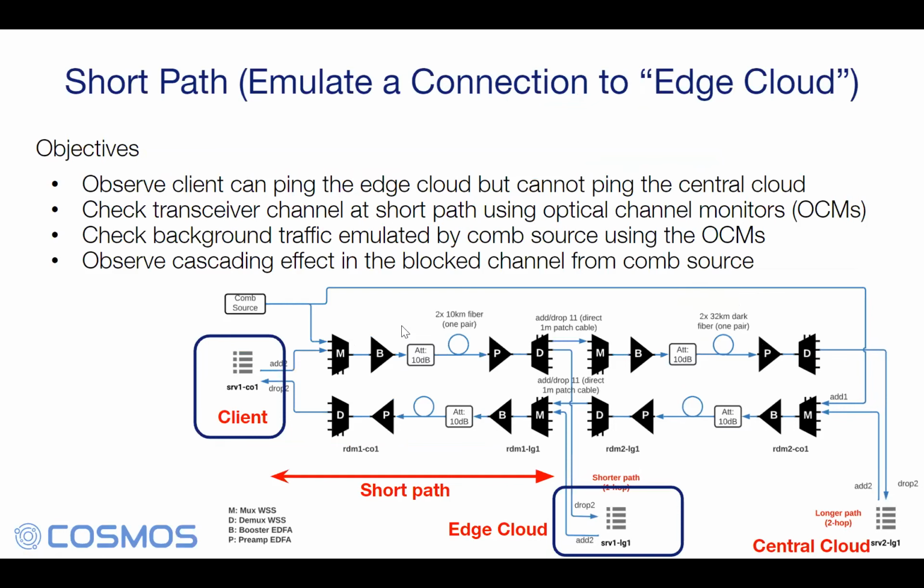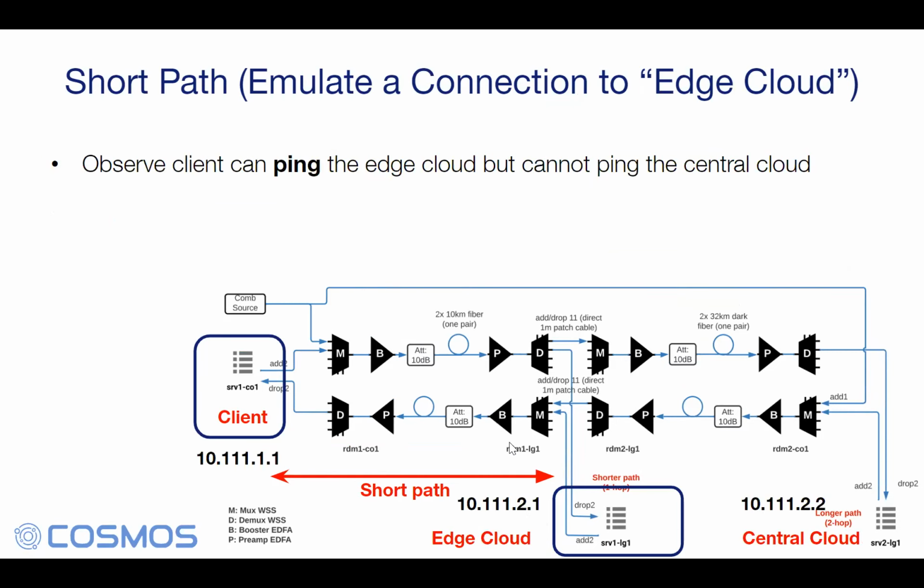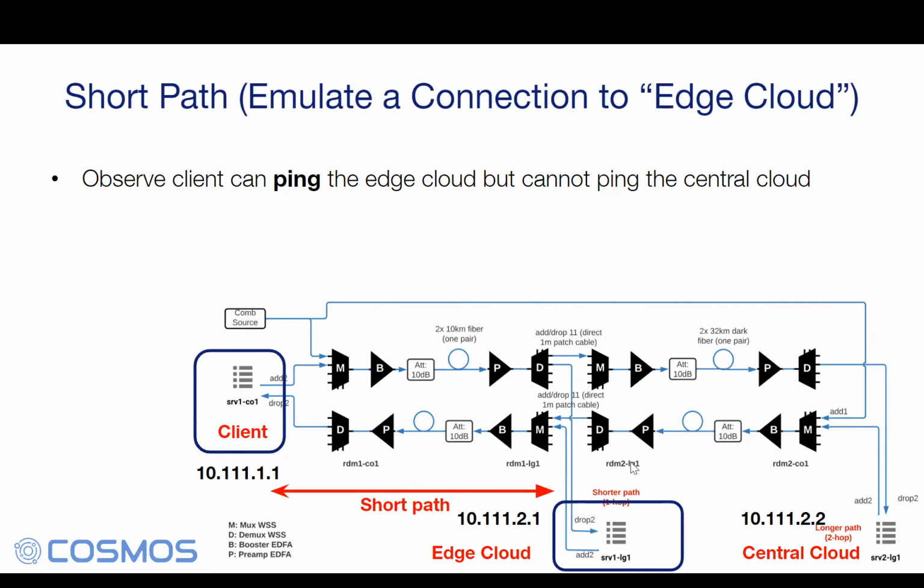For the first part, we want to show the short path, where the client talks to the edge cloud through the short path. The first thing we want to observe is that this client is pingable to the edge cloud. So let's log into the console server to see.